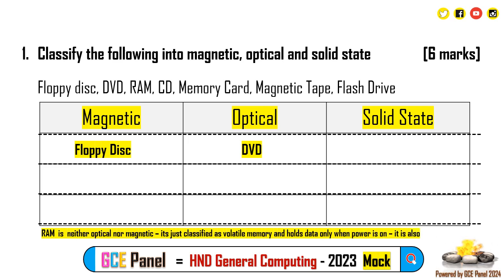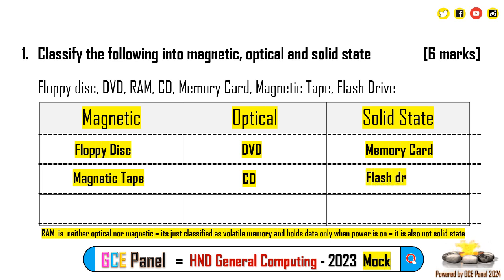Why? Because it only holds the data when it is on power. Once you switch off the computer and put it back on, whatever was in the RAM is no more there. So we don't really classify it as storage in any of these categories. So it's just classified as volatile memory. Okay? So take note. The next is CD. So CD is also optical. What about memory cards? Memory cards are solid state. What about magnetic tapes? Magnetic tapes are magnetic, and flash drives are equally solid state. Okay? So this is what we have for the classification of these devices.